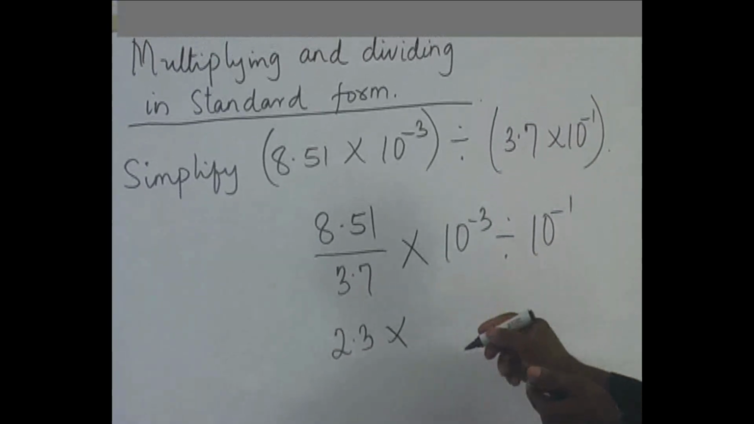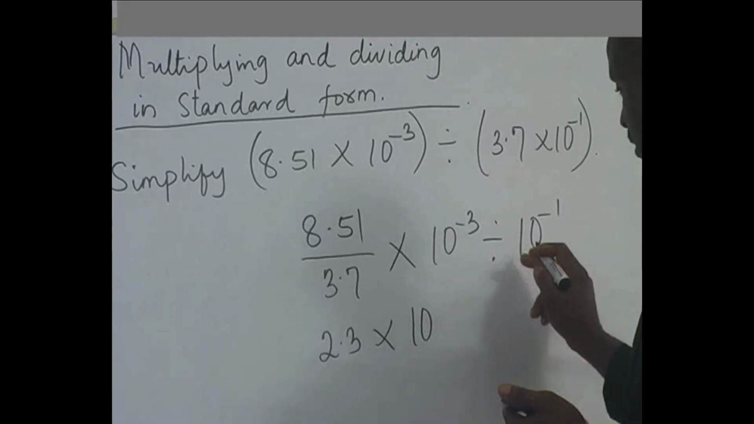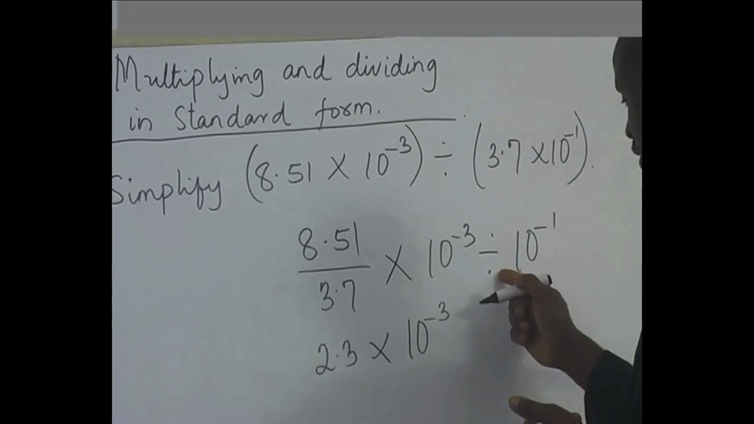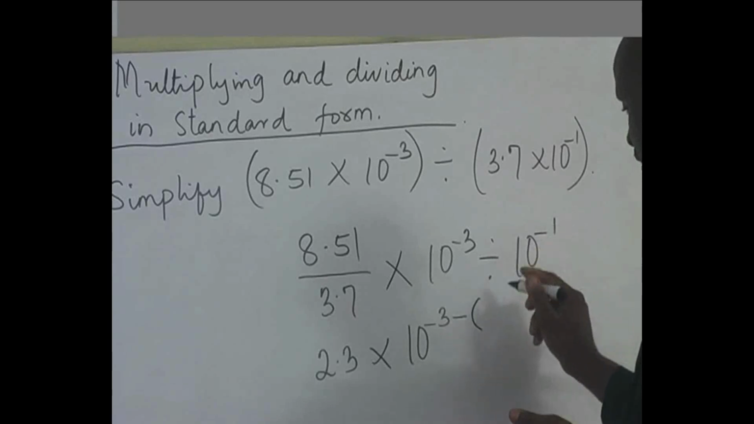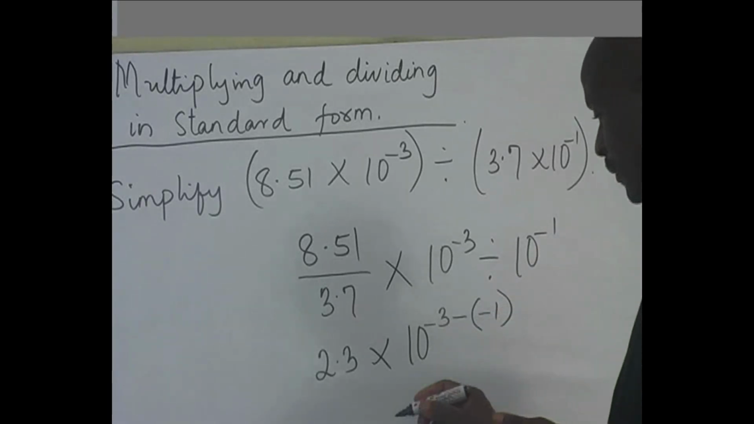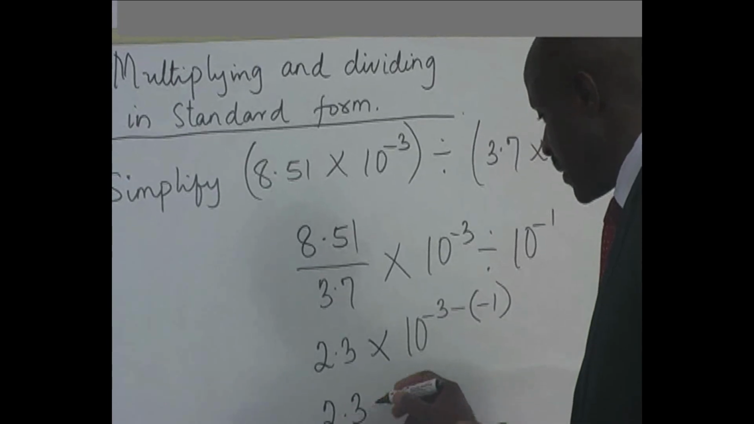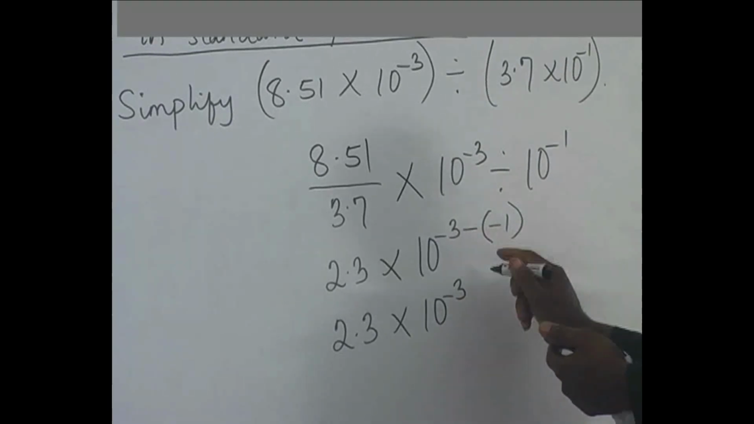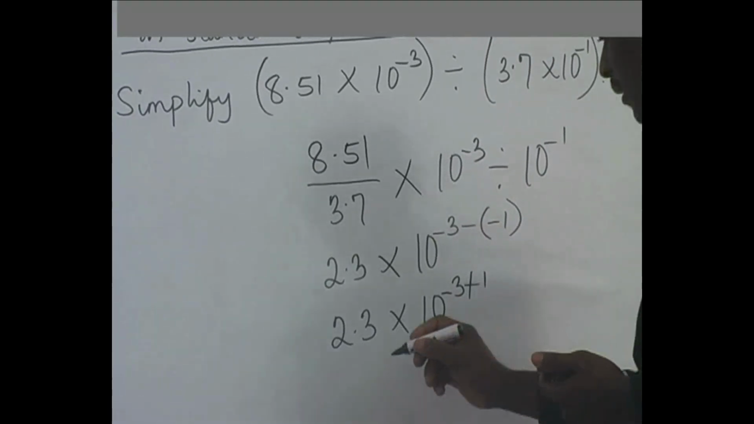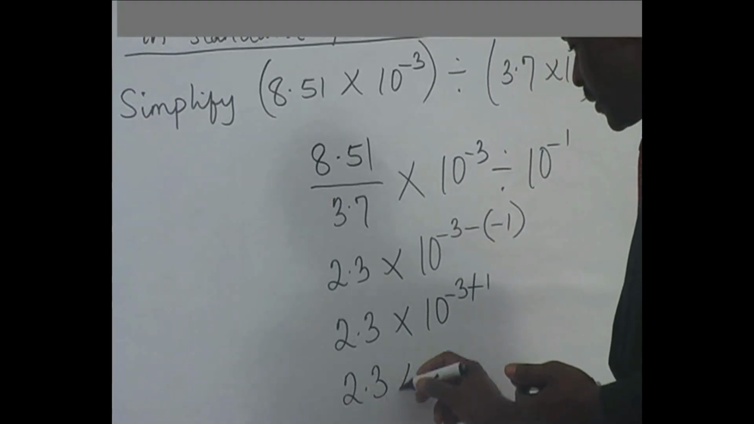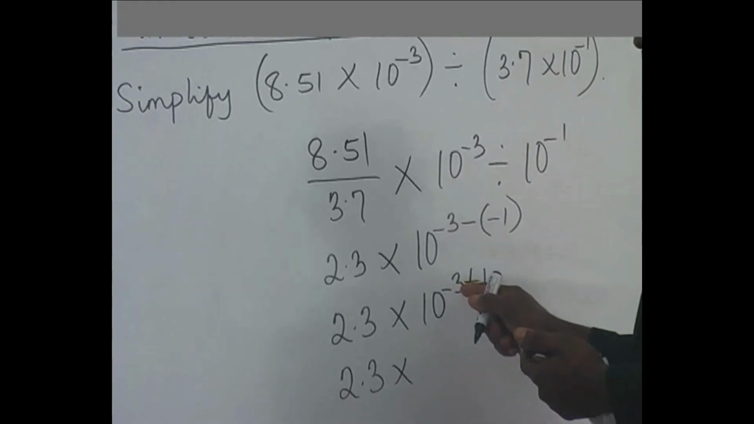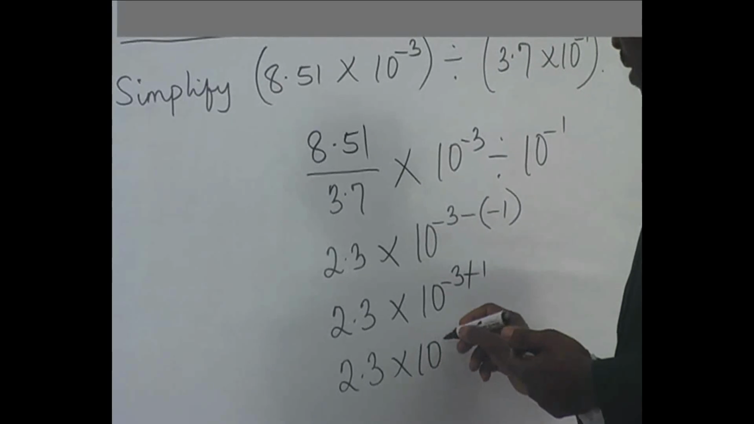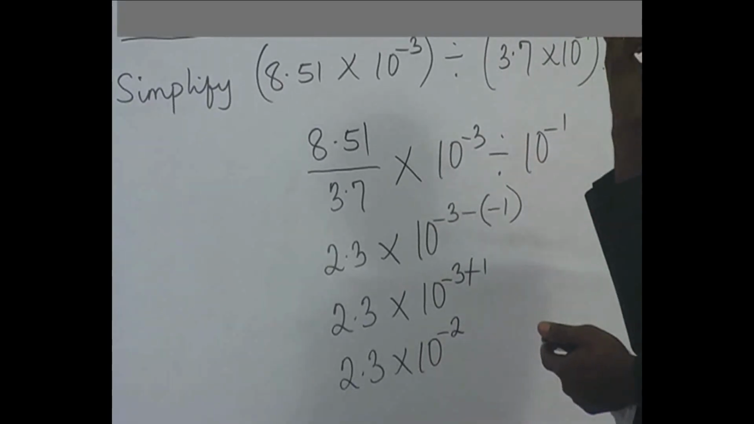Times. What this means is this. Take their common base, exponent minus 3 because of division, minus, and what you are minusing is minus 1. So we are going to have 2.3 times 10 exponent minus 3, minus times minus will give you plus 1. You are having 2.3 times. This means 1 minus 3, and 1 minus 3 will give you minus 2.